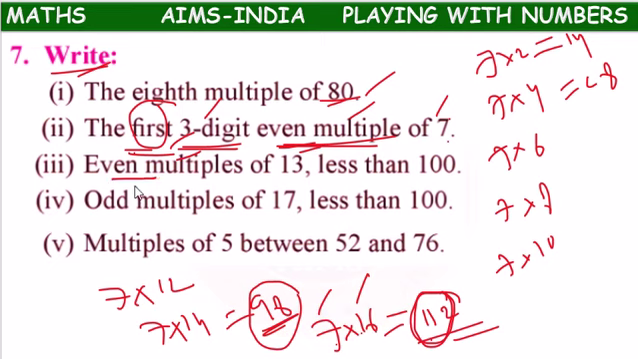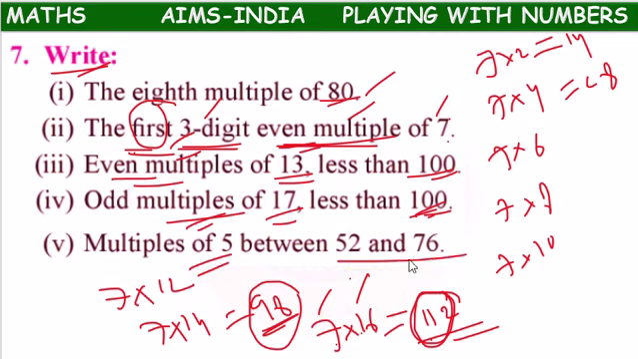Next. Even multiples of 13 less than 100. You can write 13 into 2, 13 into 4. Like this you can calculate and you can write even multiples. Next one. Odd multiples of 17 less than 100. Odd multiples means 17 once, 17 3 times, 17 5 times. Like that also you can find out.